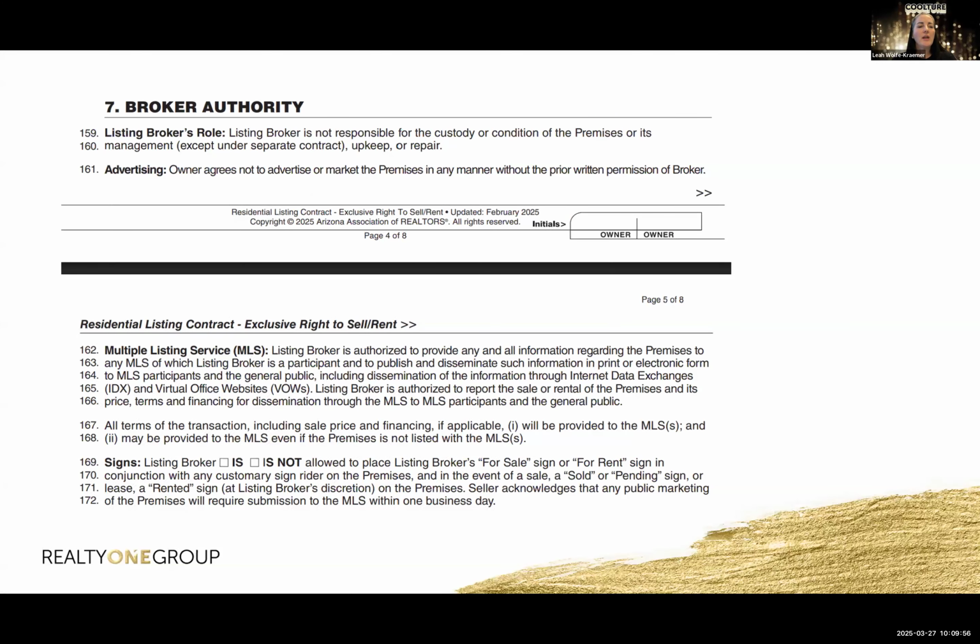All right, so broker authority, listing broker's role. Listing broker is not responsible for the custody or condition of the premises or its management except under separate contract. Upkeep except under separate contract. Let me change that. Upkeep or repair.